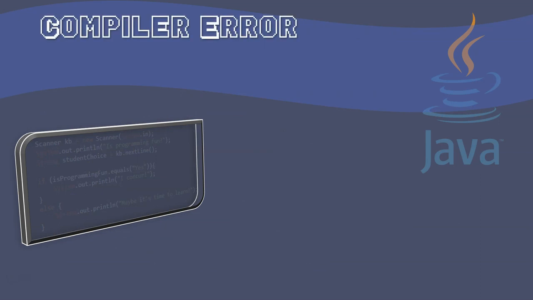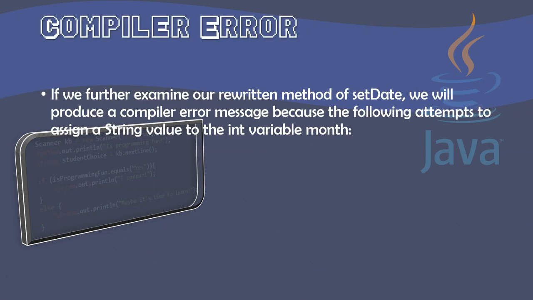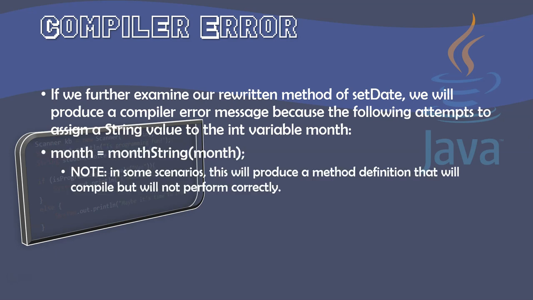And of course, this can lead to compiler errors. If we examine this rewritten method of setDate, we will get a compiler message because the following is attempting to assign a string value to the int variable month. So remember, we have this statement that says month equals monthString, where month is an int and monthString is a string. In some scenarios, this could produce a method definition that will compile but will not perform correctly. So it's very important that we get this straightened out the way we want to.